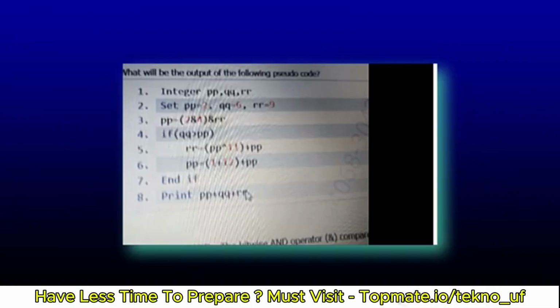If this is not properly visible, I am telling you: set p is equal to 2, q is equal to 6, r is equal to 9. If q greater than p, then r is equal to p XOR 11 plus p is equal to 1 plus 12 plus p. I am discussing this because this question is very important, and I'm giving a 100% guarantee that this question is coming in this exam, I mean on the second, third, or fourth of May. So let's start with the solution and see what the shortcut is to solve the problem. Most of the time, the pseudocode problem is much larger and bigger.